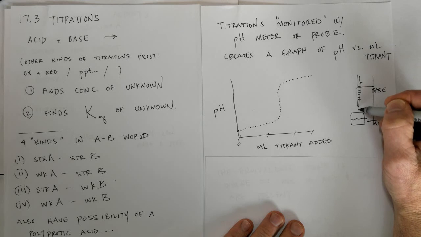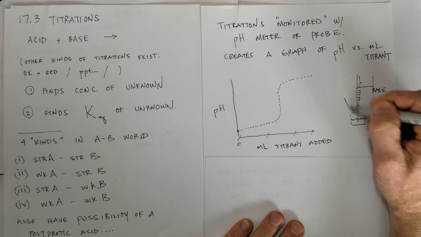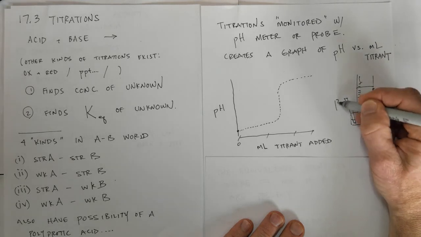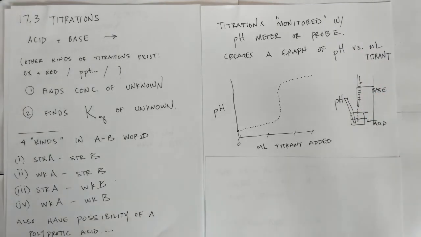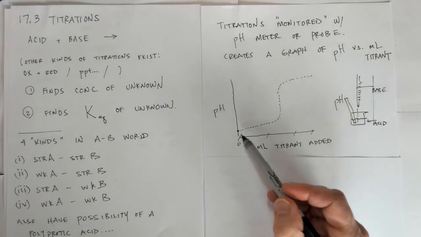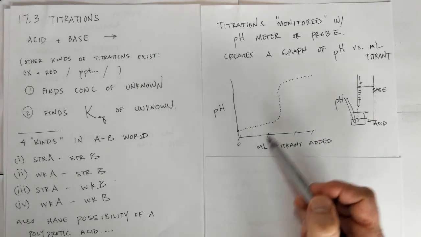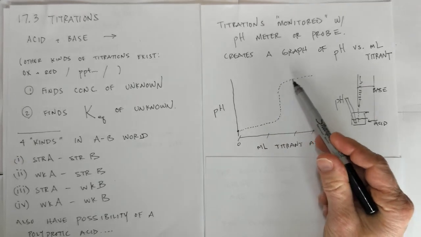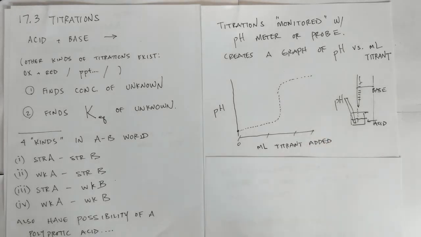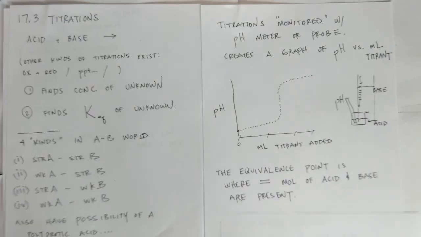And then the base will be added dropwise to the acid, and there'll be a pH probe or a pH monitor in the solution, and it will tell you the starting pH, and then it will monitor it after every little milliliter amount is added. You'll notice the real steep part to the curve right here, and that's where a special point occurs that we'll talk about in a second.